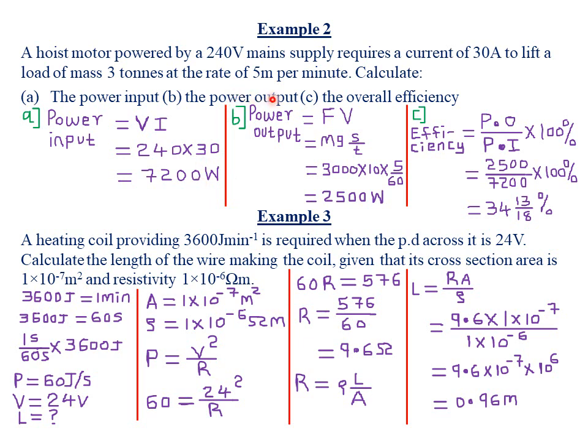Then part B, they want us to find the power output. The power output in this case simply means the amount of power provided by this particular load of 3 tons, which is being moved at a rate of 5 meters per minute. From the given values, we are given distance and time, so we can find the velocity, and we are also given the mass. So we'll look for a formula of power which utilizes the mass, the distance covered, or simply the displacement covered, and of course the time.